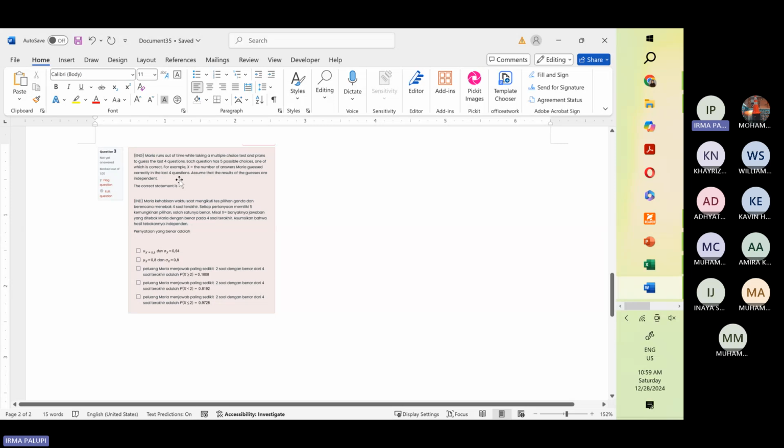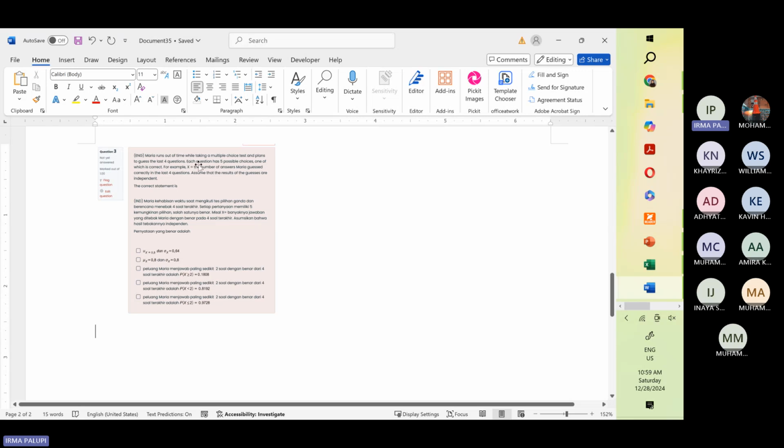So in this case, 4 questions, and X is the number of questions correct among 4, right? So it's binomial, and 4 questions is n, the number of trials, and how to find the probability of success.